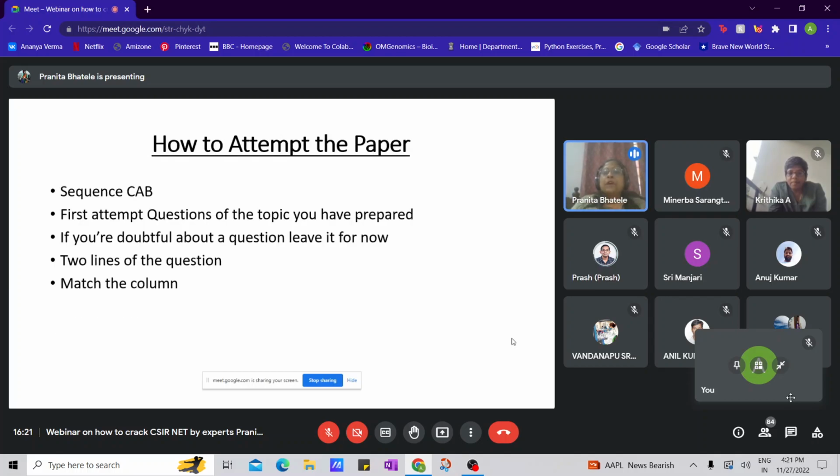Now when you get the paper in your hand, what you have to do? Be very calm, don't worry, only attempt the portions that you have studied for. The sequence will be, which part first of all? You should always go for part C. Why? Because each question is giving you 4 marks. The questions are analytical types, so you will need your brain. Your brain is very fresh when you are sitting for the exam, so first go for part C.